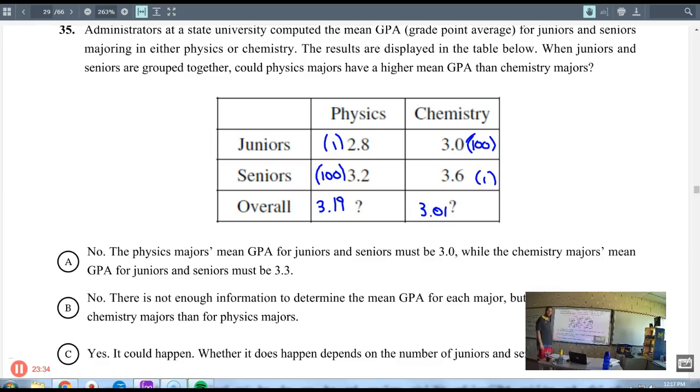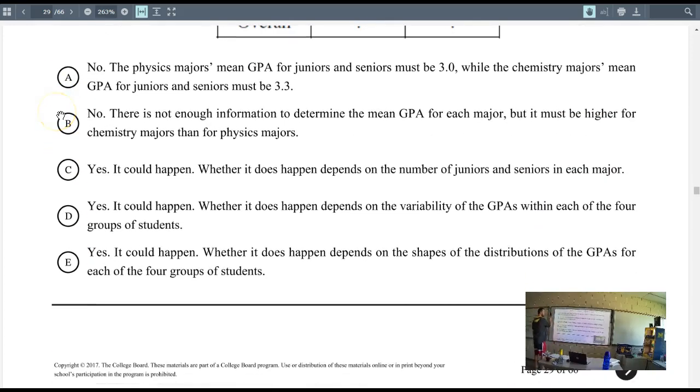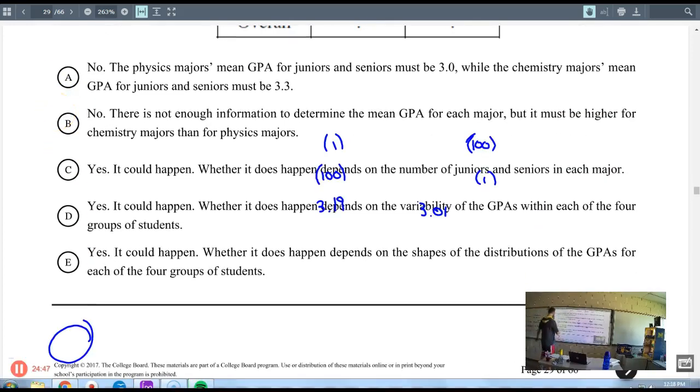This is what's called Simpson's paradox. I've never seen them ask that on the AP test, but this idea is that if you just straight average those and average those, it looks one way, but if your sample sizes are different, it can look the complete opposite. So be careful when they ask you to make a general statement without sample sizes. So that one is yes, it could happen. Whether it does or does not happen depends on the numbers of juniors and seniors in each major.